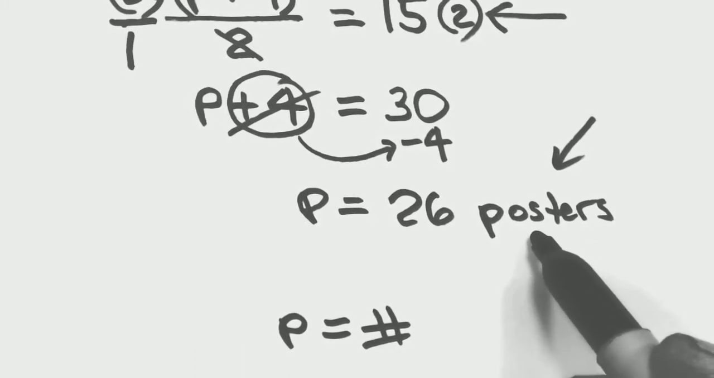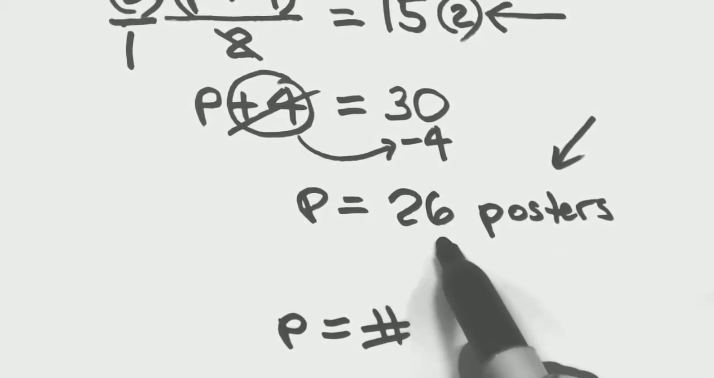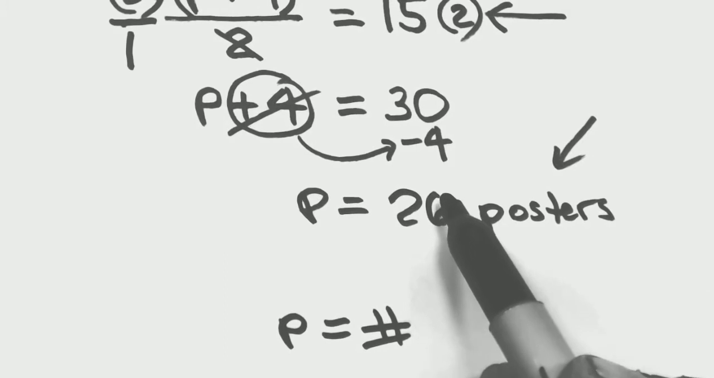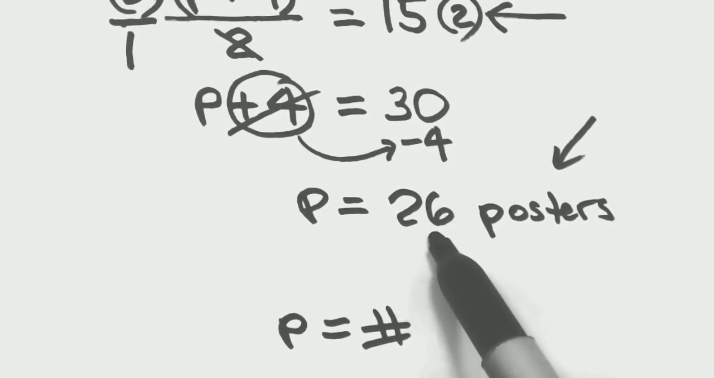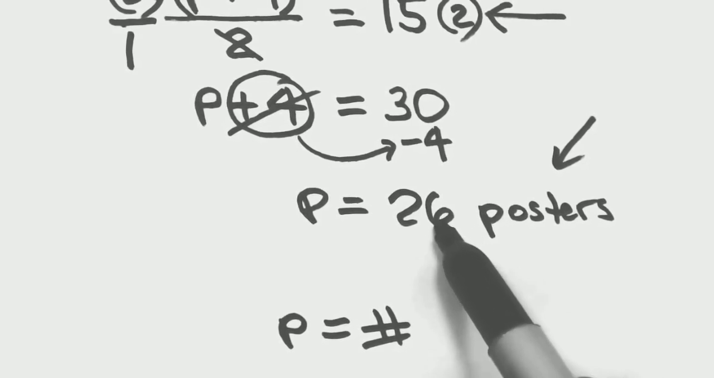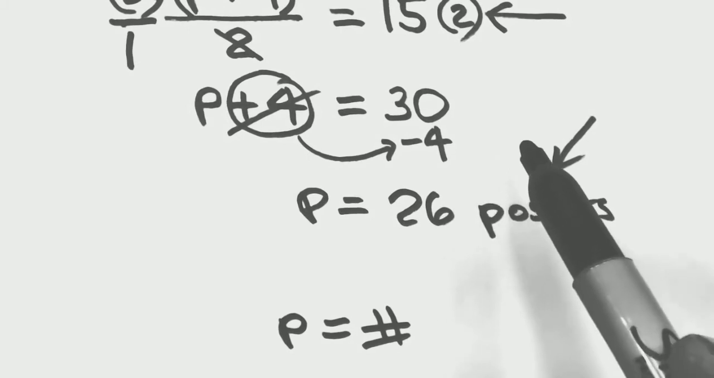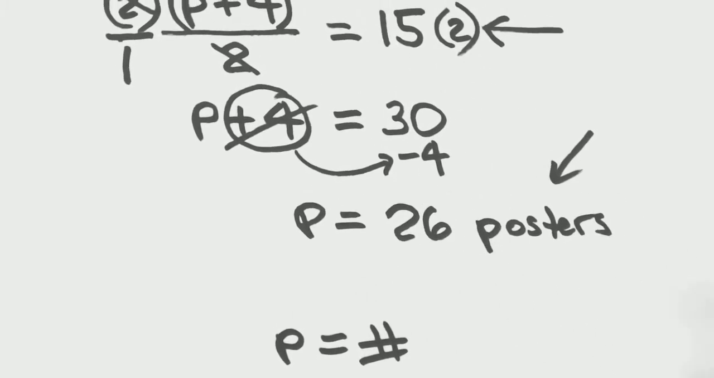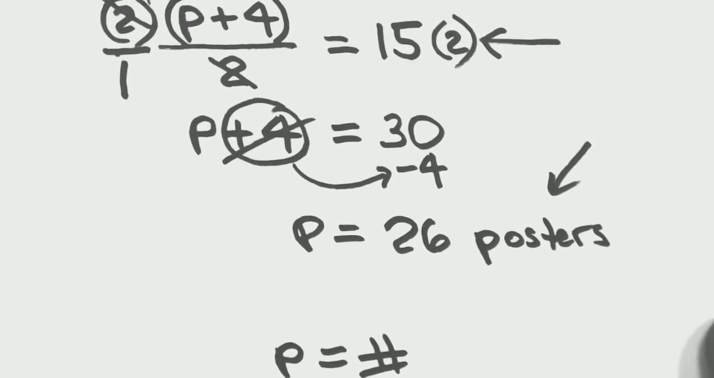Okay, now let's turn around and check to make sure this works. Remember, if she had 26 posters on Monday and she bought 4 more on Tuesday, that means she had 30. On Wednesday, half of them were destroyed, so she'd only have half of the 30 left, and half of 30 is indeed 15. So we can see that that satisfies the information from the original problem.